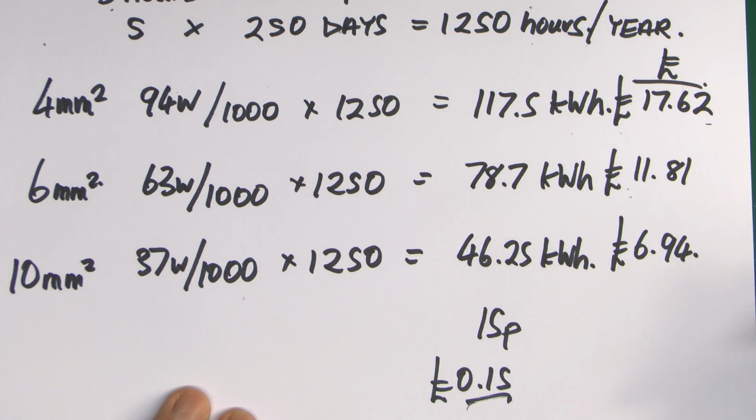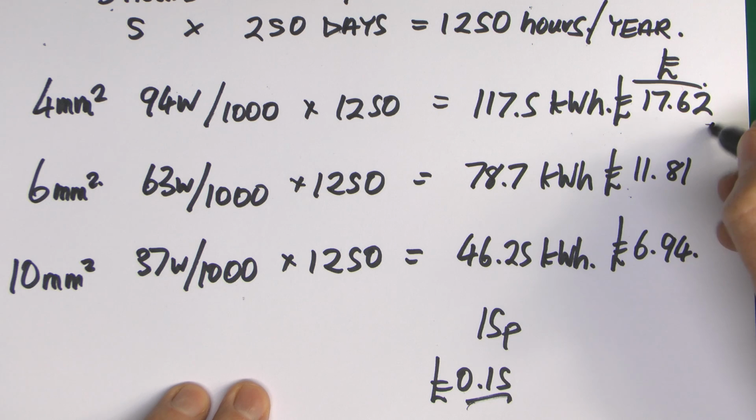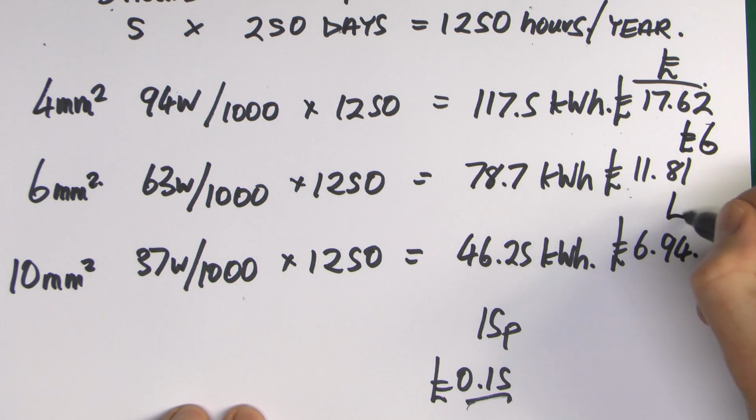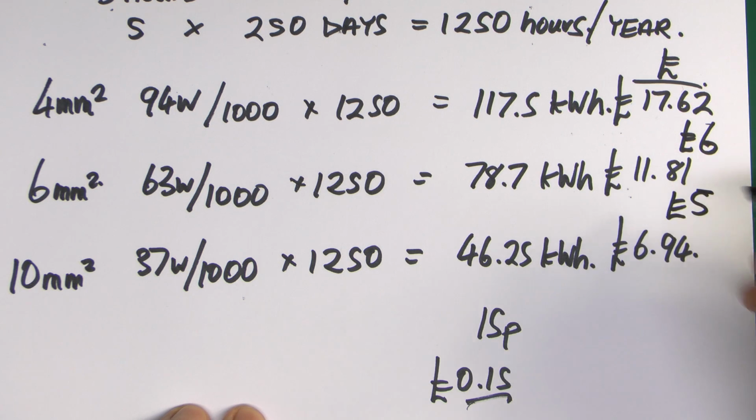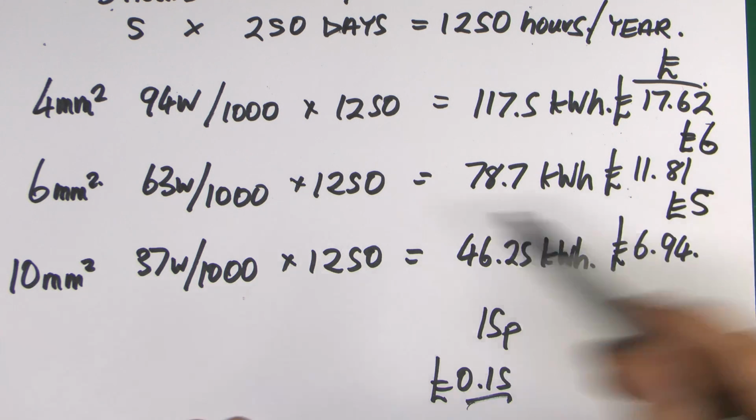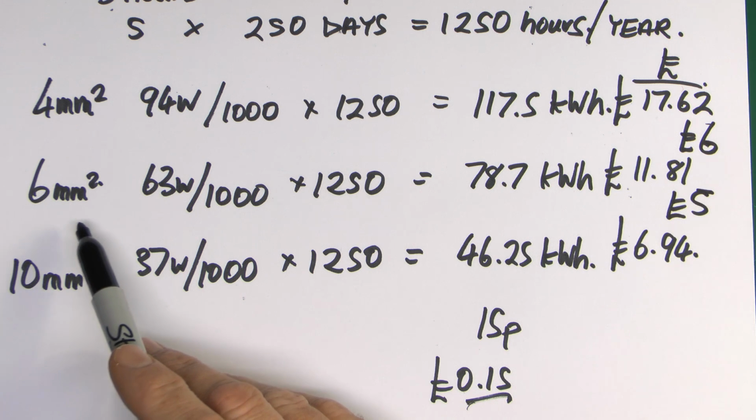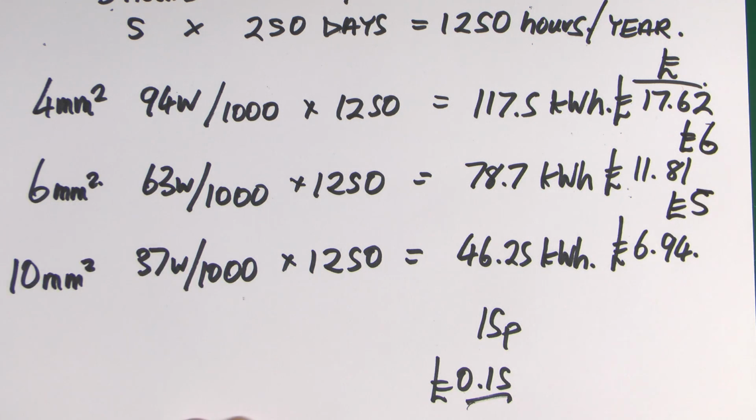£17.60, £11.80 and £6.94. So roughly the difference between these is about £6 a year between those two. And between these two it's approximately £5 difference as well. So then the question is saving £6 a year worth it when initially you're going to have to pay more for some 6 millimeter squared cable compared to 4 millimeter squared?